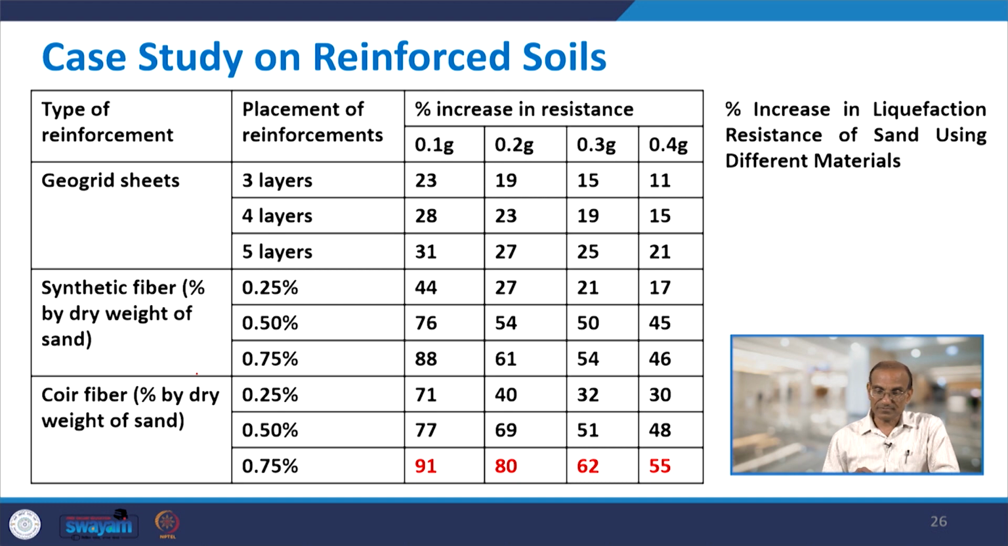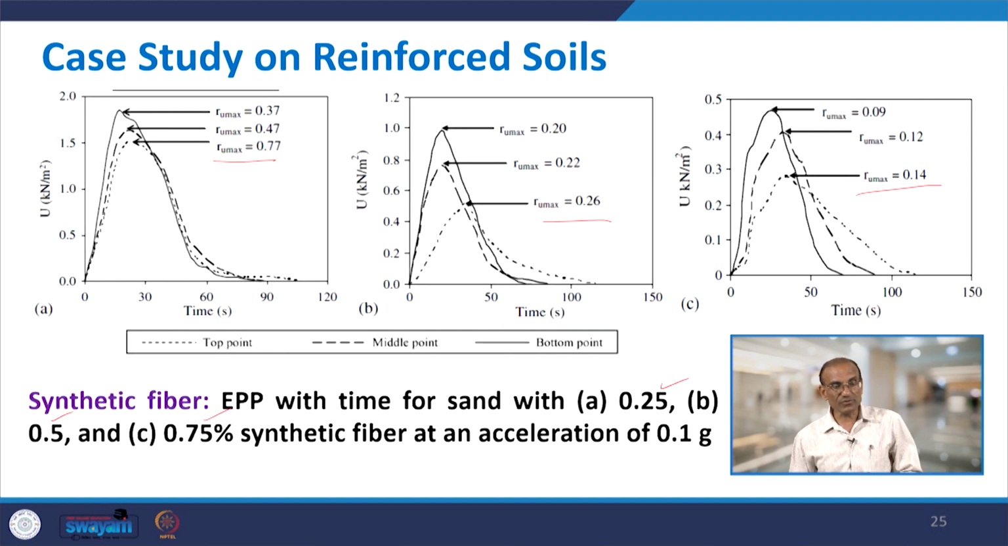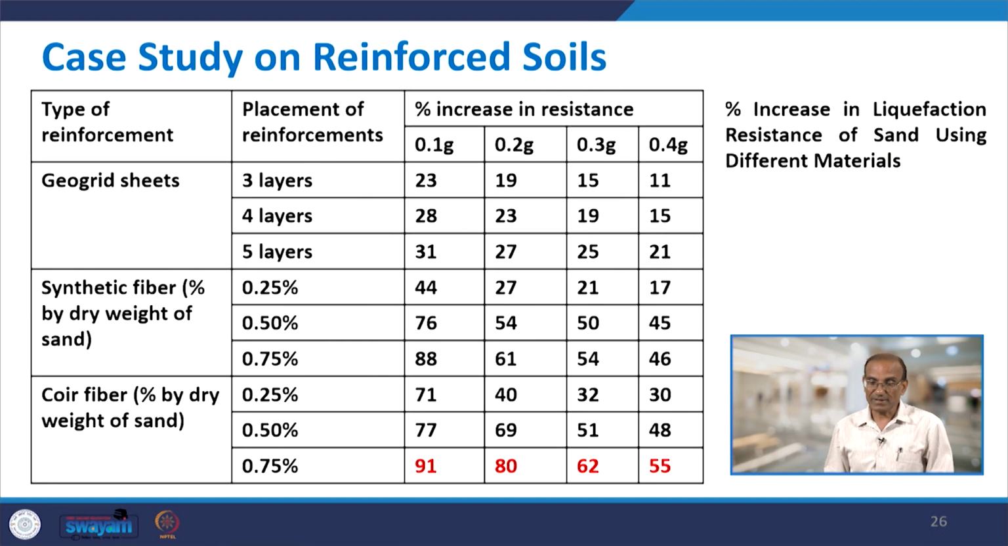If you compare, you could see the percentage increase in resistance. How do you calculate the percentage increase in resistance? You calculate the value of RU. RU will decrease. So, the original value of RU minus the decreased value, the difference, and then divide by the RU max of the original value. That will give you the percentage increase in liquefaction resistance.